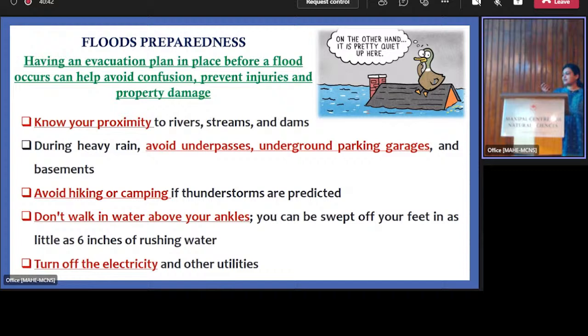Now, I will focus on every point here because we may be living in a flood-prone area without knowing it. You should know the proximity to rivers, streams and dams where you are living. Second, during heavy rain, avoid underpasses, underground parking garages and basements. Avoid hiking or camping. Don't walk in water above your ankles, and turn off the electricity. It might look like these are very common things we will not attempt, but people do attempt them and then lose their lives. So this is the preparedness that needs to be taken care of. There are also several resources from the National Disaster Management Authority in India. They have given the entire preparedness list of what to do before, during, and after a flood.